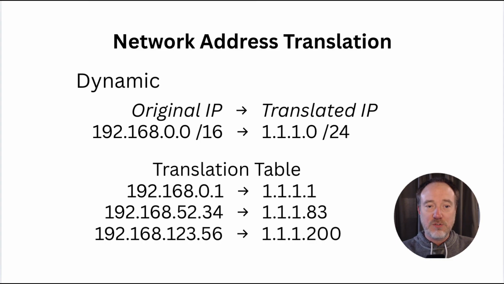The same original IP could be mapped to different translated IPs at different times of the day and for different connections. Since the original pool in this example is a /16 and the translated pool is a /24, not all of the original IPs can be in use at the same time because there aren't enough translated IPs for each mapping. This is where port address translations come in.